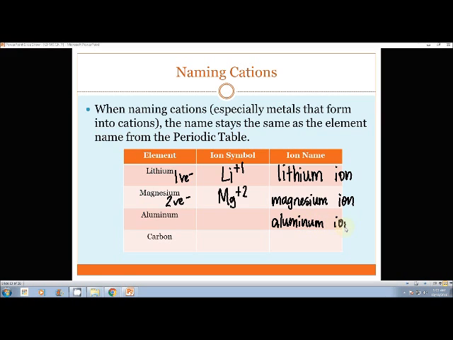And how many valence electrons does aluminum have to lose? What column is aluminum in? 3. So it has 3 valence electrons to lose, so that will be Al plus 3. And then last but not least, we have carbon. And carbon is in 4A. So it has 4 valence electrons. So that's going to be a plus 4 charge. And that name will be carbon ion. And that's it. That's all she wrote.